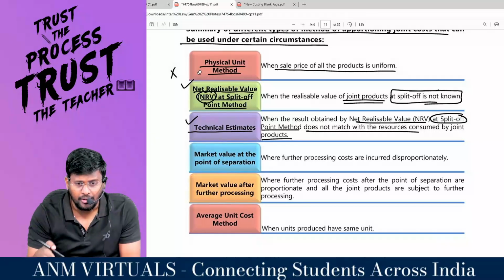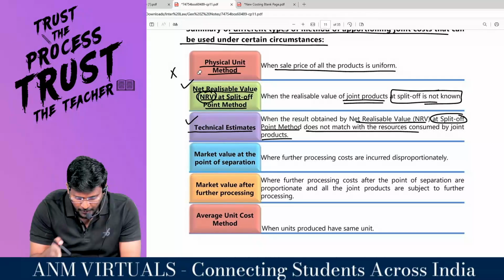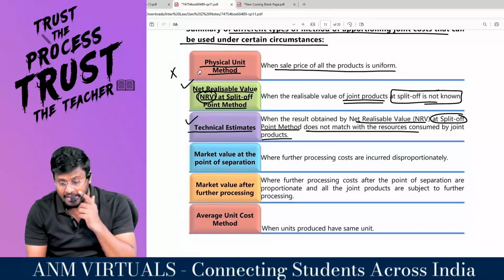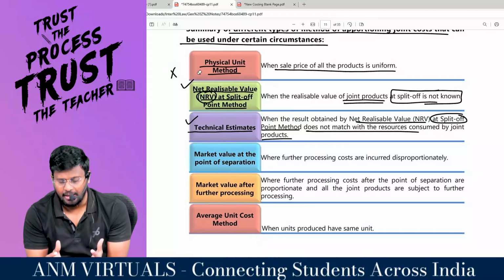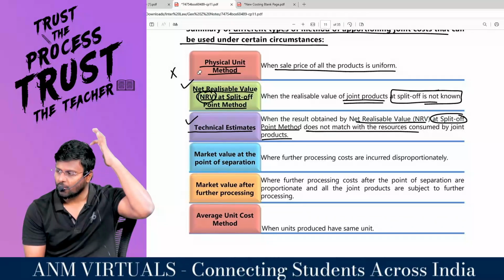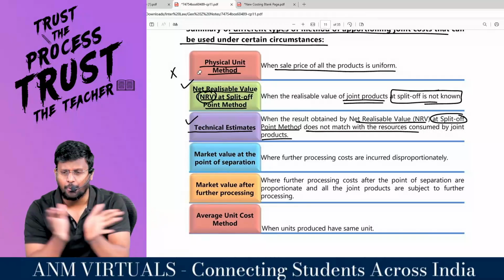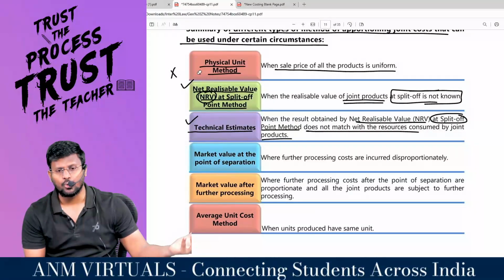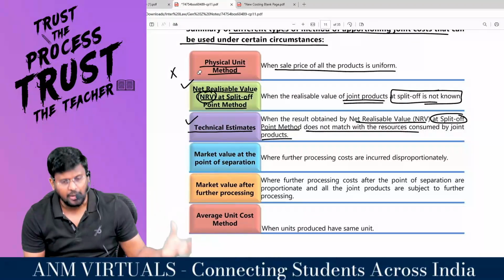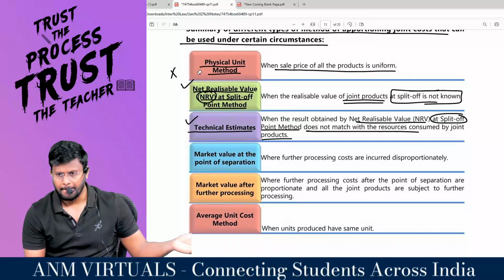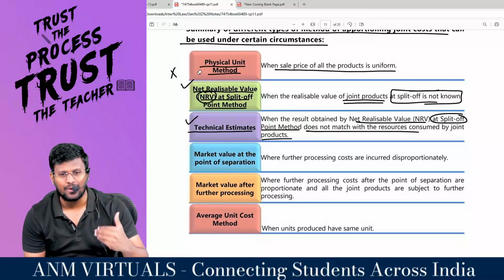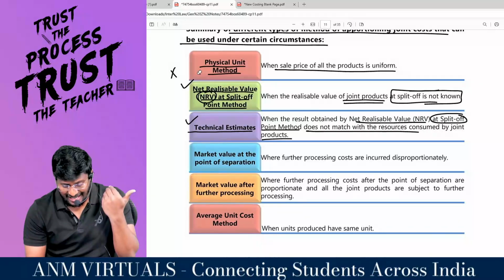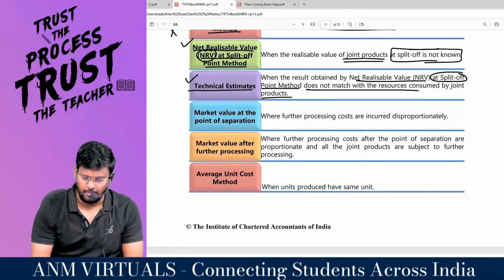NRV at what point? Split off point. When do I use NRV at split off point? When the realizable value at the joint product is not known to me, that means I cannot sell the product at the split off point. What can I do to sell it? I can sell it only by further processing. In that case, I will go to the NRV at the split off point. In case it is not reliable, what estimate will I go to?